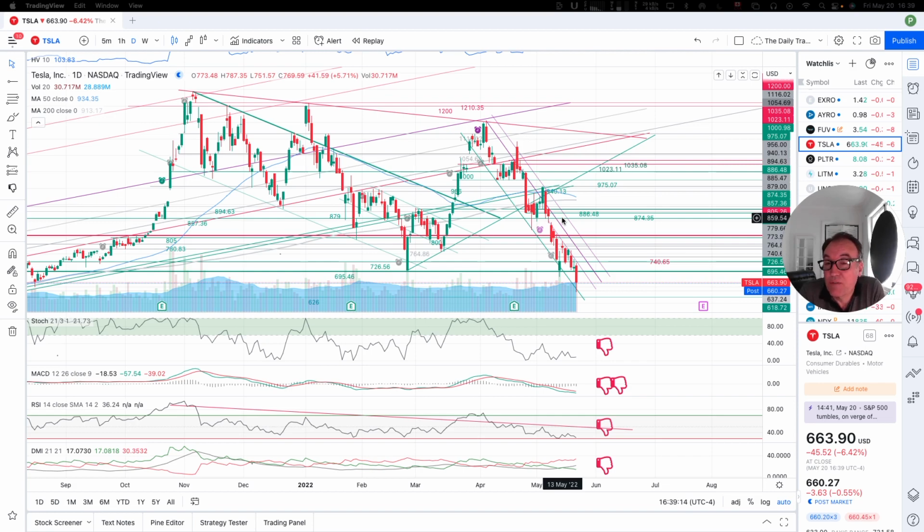So Tesla broke down 695.46. So we are down $45.52. So that's 6.42%. Closed at 663.90. Post market, we are down by $3.70, 0.56% at 660.20. This is why I never buy and hold a stock when the stock is in a downward trend. Tesla is in a downward trend. It has been in a downward trend since April 4th. So buying the dip is only making you buy higher.